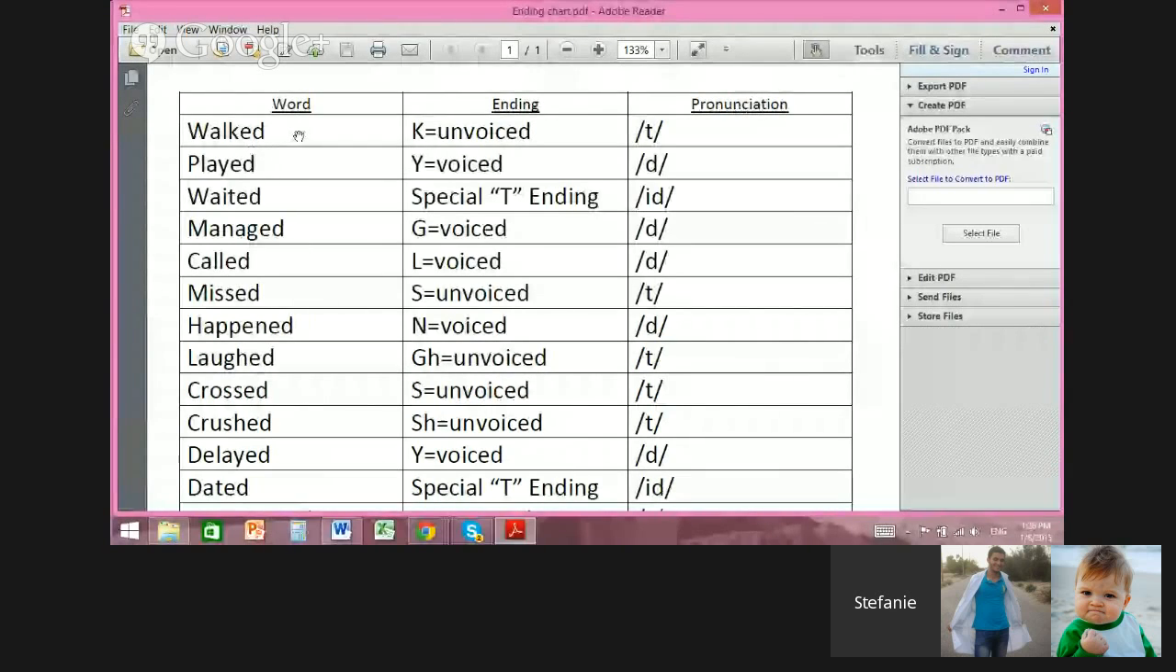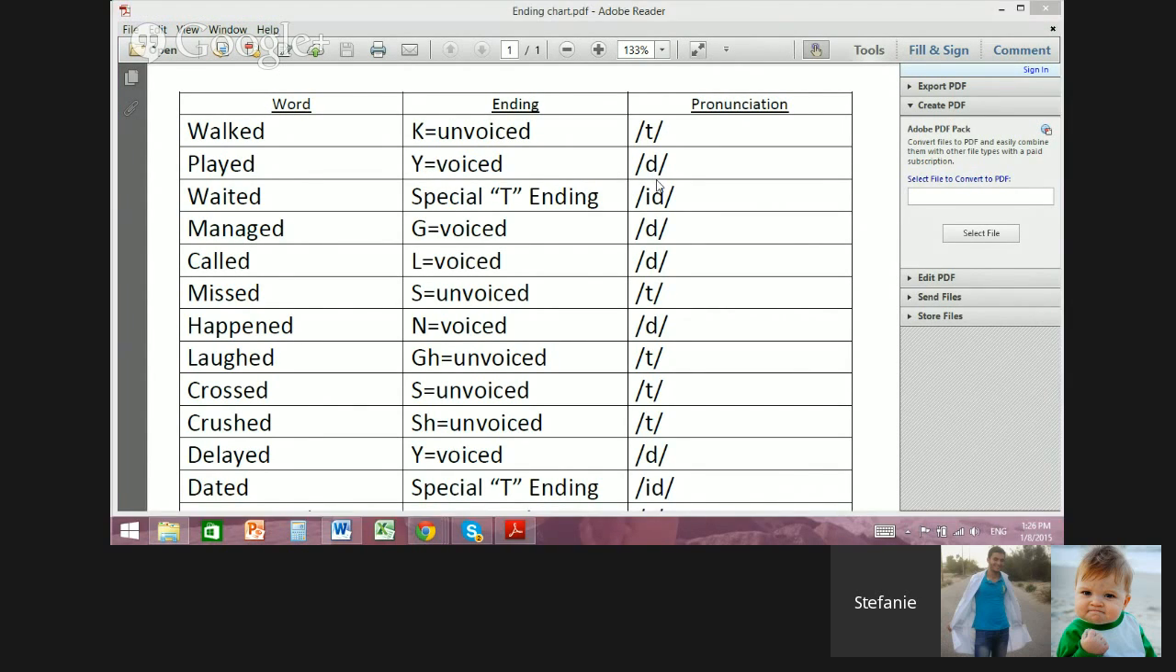So let me do the first one. These are ones we did already. Walked is the word. The ending is a K in the regular verb, walk, and the K is unvoiced. So it has a T pronunciation at the end. And if you look down this chart, it could have a T, a D, or an ID. Okay, so the next one is played. It has a Y, which is voiced, so the ending is a D. The third one is weighted. Now the ending is the special T ending. We have a special T ending or a special D ending, and so therefore we know it's ID.